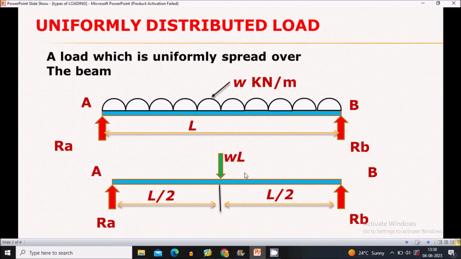Now the rate of loading, total load which is acting at the center, will be W into L. It is assumed to act at the center of the beam, so the length will become half over here, and the load will be W into L. That will be the total load due to UDL.